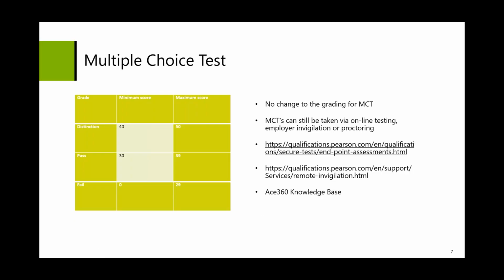So I'm going to break down the components in a little bit more detail for you. So the multiple choice test, there is no change to grading. To get a distinction, the apprentice must achieve between 40 and 50 marks out of the 50 available. To achieve a pass, they must achieve between 30 and 39 out of 50. They will not achieve a pass for this component if they get 0 to 29. That would be classed as a fail for this component, at which point they would need to resit.